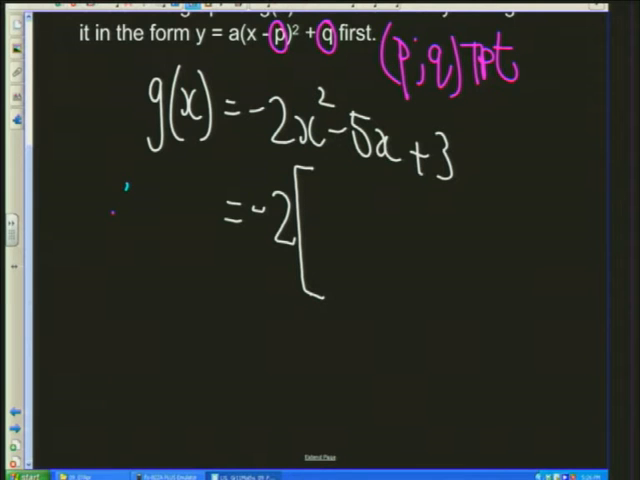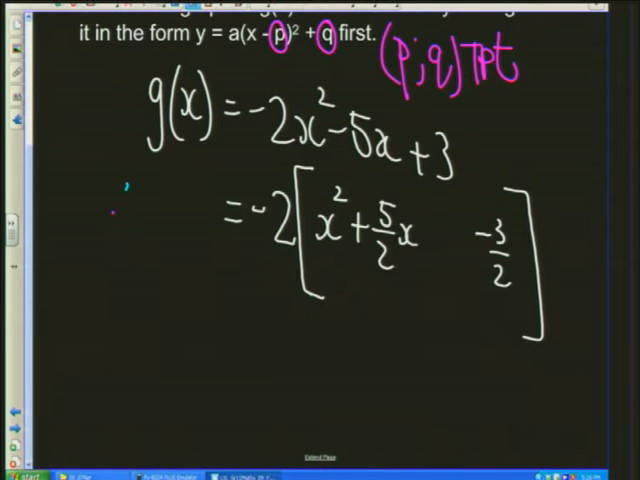So if I divide by negative 2, I'm going to get x squared plus 5 over 2x. And then I'm going to divide by negative 2, so I'm going to get minus 3 over 2. So there's my factorized form, because I can only complete the square when the coefficient of x squared is 1. So if I multiply negative 2 by that, I get back there. If I multiply by that value, I'm getting negative 5. And if I multiply by negative 3 over 2, I get plus 3.